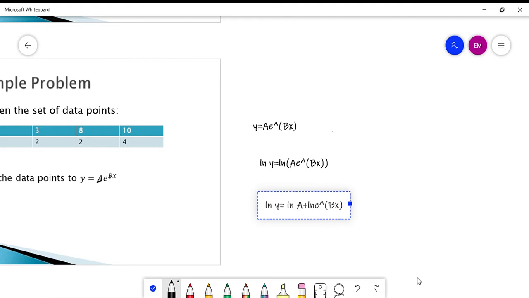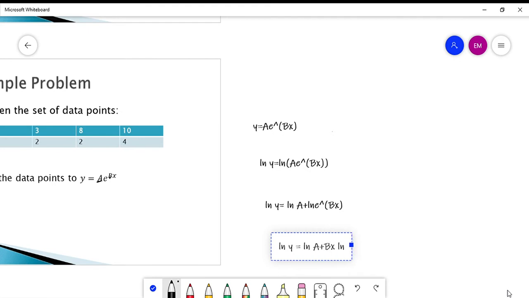b of x. Pero di ba ang kaning e raised to something, ang kaning exponent kay pwede siyang ibalhin diri before the word ln. So we have now ln of y is equal to ln of a plus bx ln of e. However, di ba your ln of e is equal to 1? So we now have ln of y is equal to ln of a plus bx. So this is now our uniform linear equation.